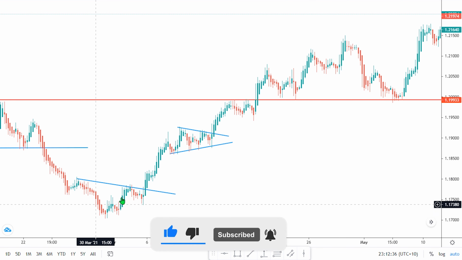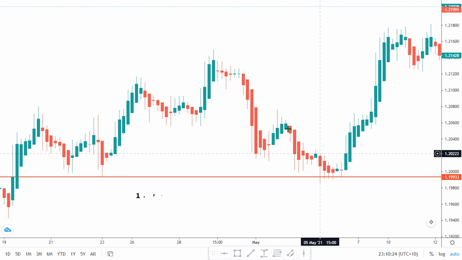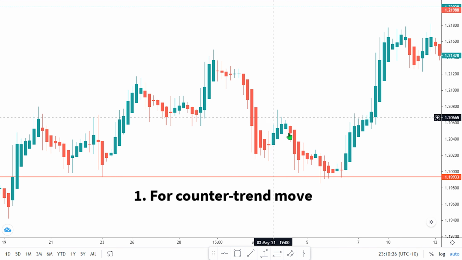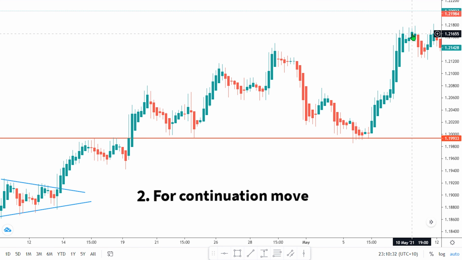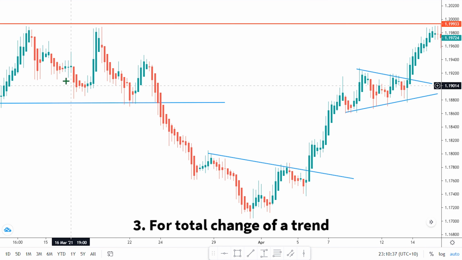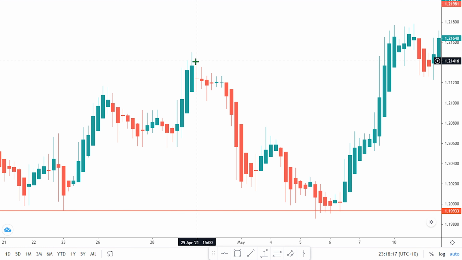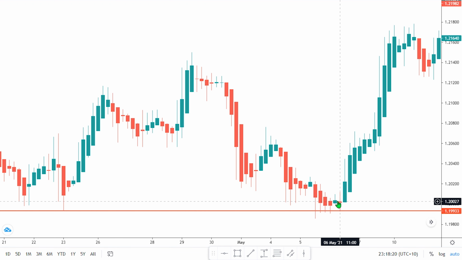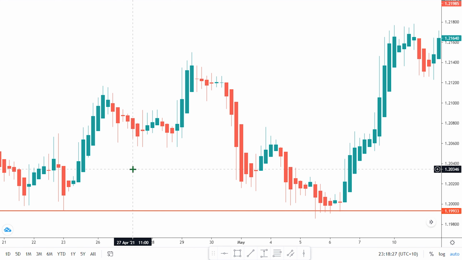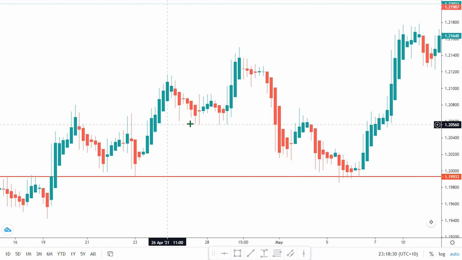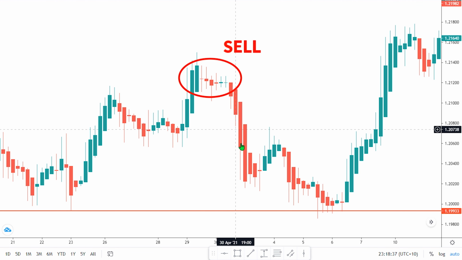There are 3 ways to implement the 5th Heiken Ashi strategy for reversal of a trend. Number 1. For counter trend move. Number 2. For continuation move. Number 3. For a total change of a trend. To implement the 5th Heiken Ashi strategy for reversal of a trend, traders need to watch out for the formation of small candlestick bodies showing long upper and lower shadows. Then execute an opposite position against the current trend.